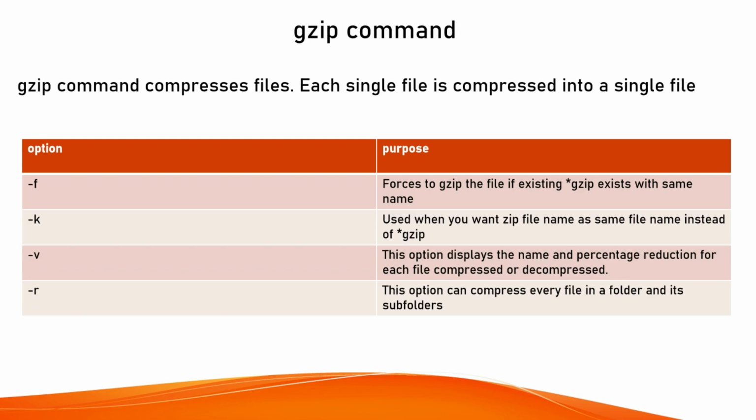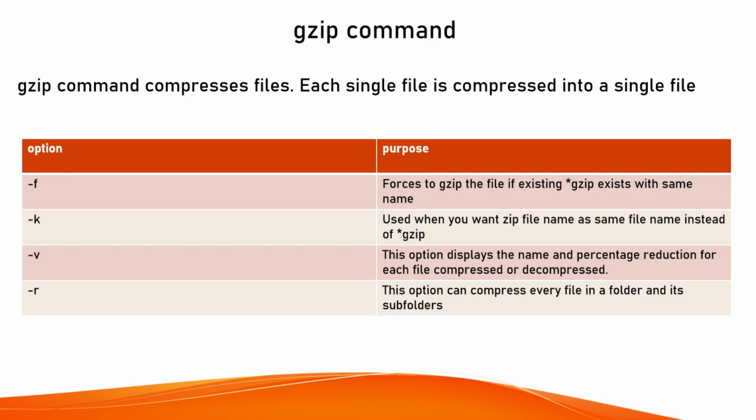Moving to the next, we have gzip command, and as the name suggests, it's another utility used to compress the files into a single file. And here are some of the options available with gzip. -f forces to zip the file if existing gzip exists with the same name. We will see that in our demo session.